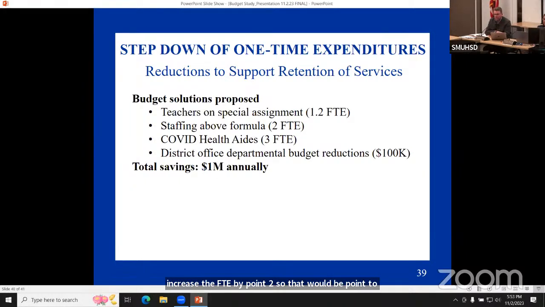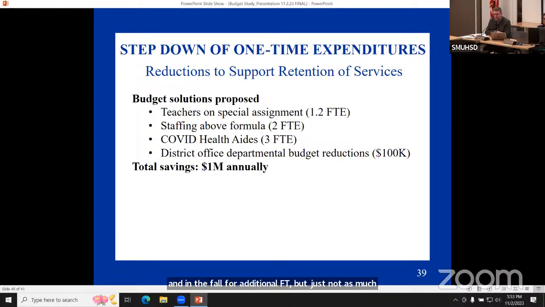So I'm suggesting that rather than having a staffing above formula in my back pocket of up to 6.0, I would reduce that by 2.0 FTE. It still allows me to have some FTE in my back pocket to support principals as they come in the spring and in the fall for additional FTE, but just not as much.